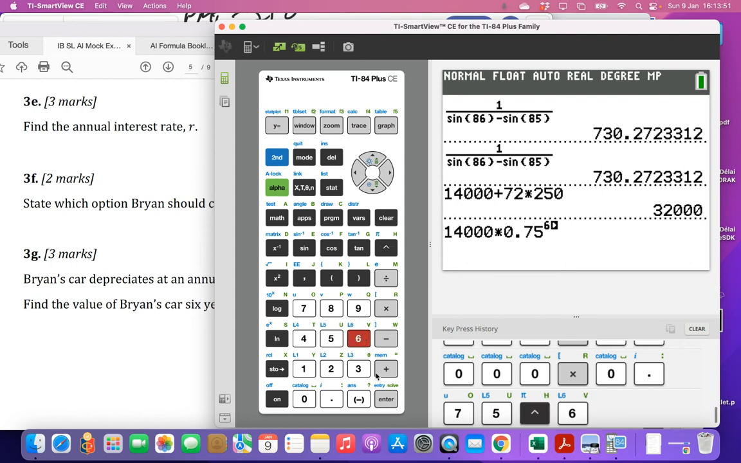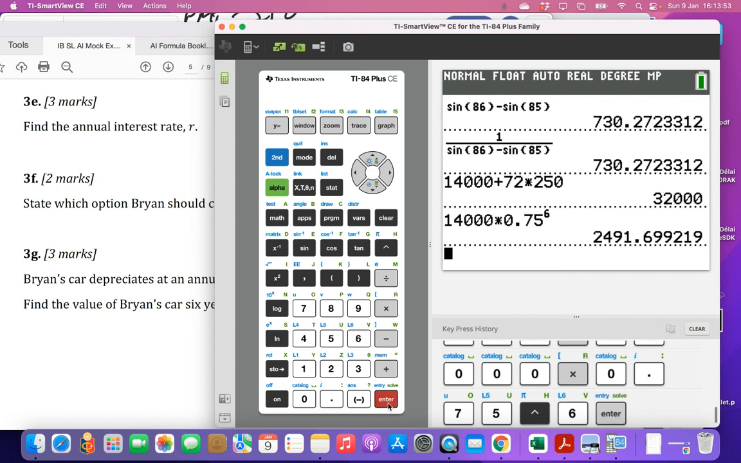6 years. So the car is only worth $24.91 and 70. I got to round that up. All right.